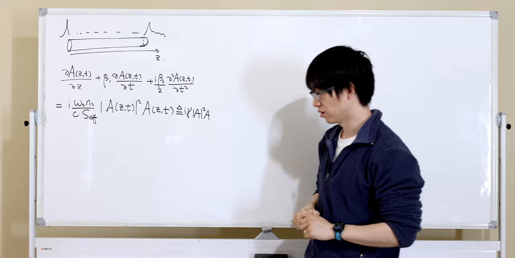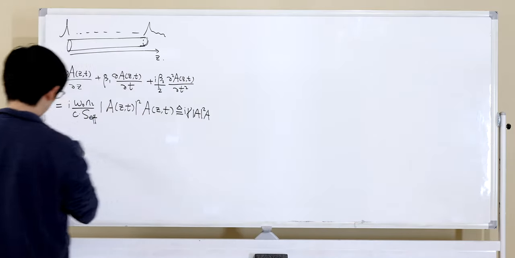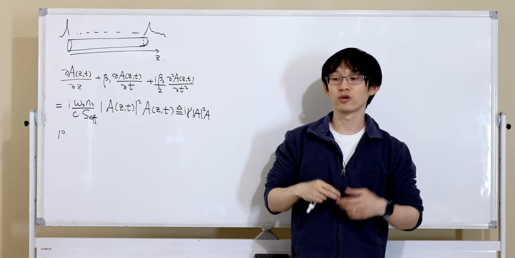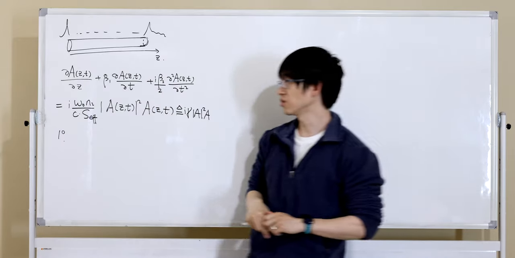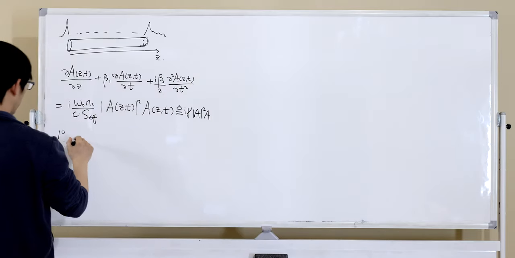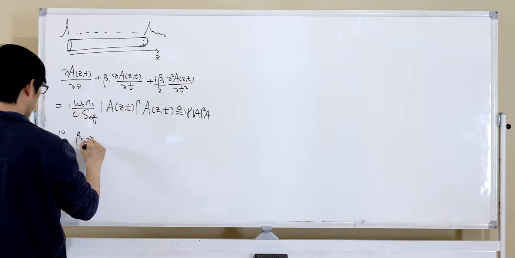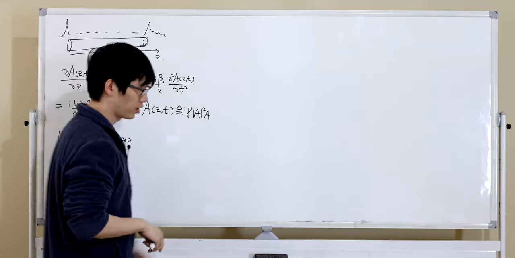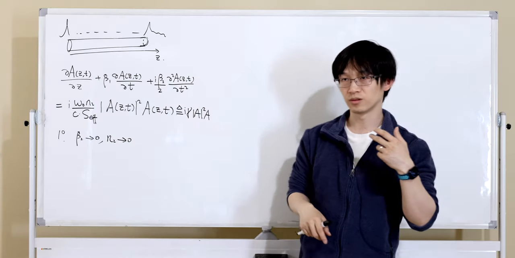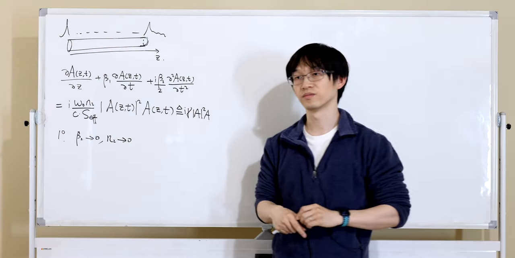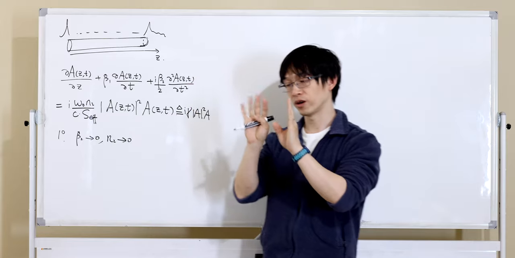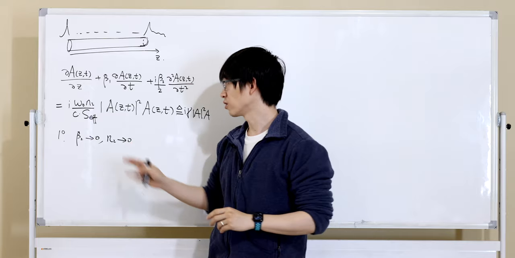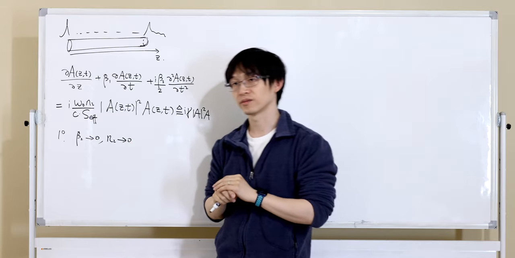So the first thing, when we see a complicated equation, is to ask what will happen in the simplest situation. The simplest situation would be if we let beta 2 go to 0, and also we let n2 go to 0. What that means is that your fiber does not have dispersion. All the wavelengths travel at the same speed so that you don't have to worry about dispersion. And also n2 goes to zero, meaning that there's no nonlinear effect.